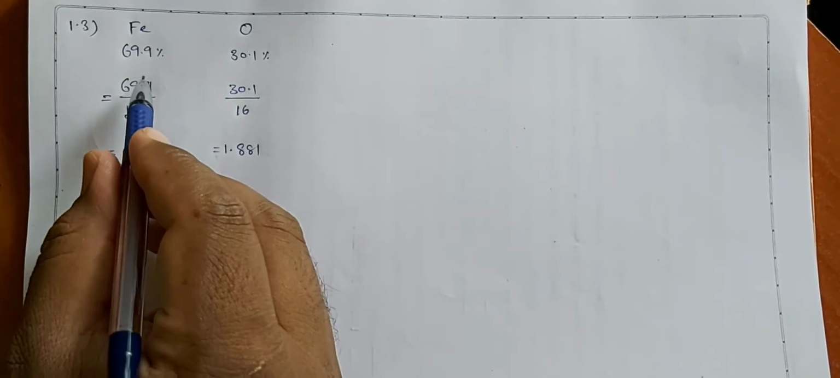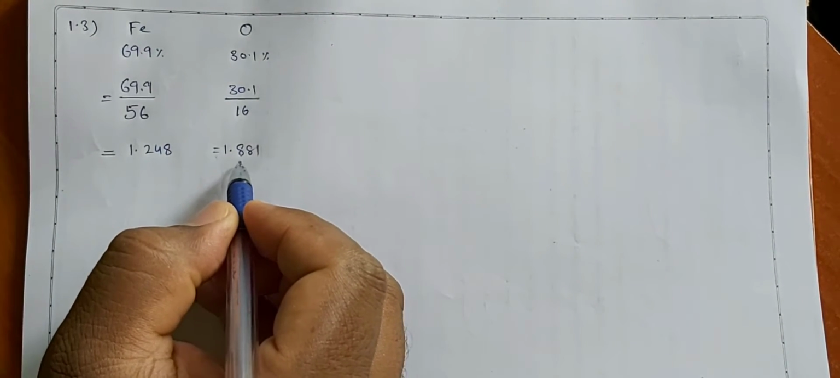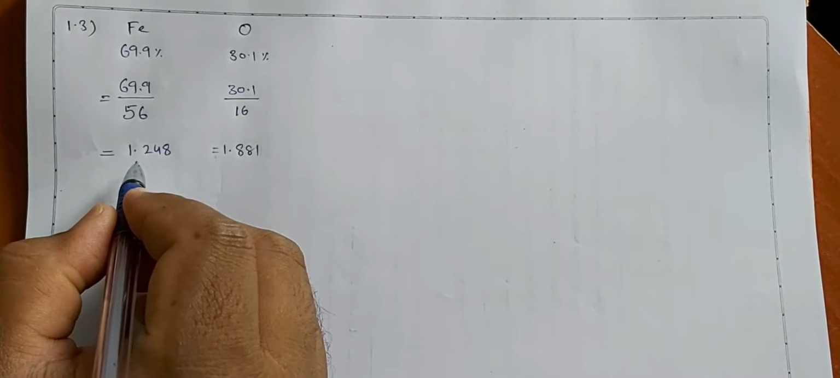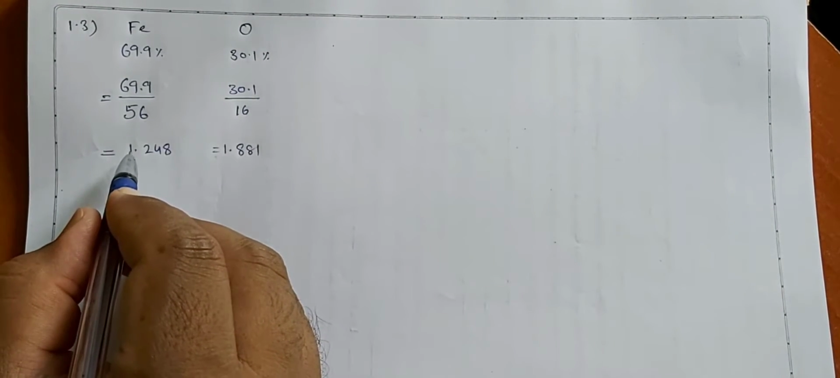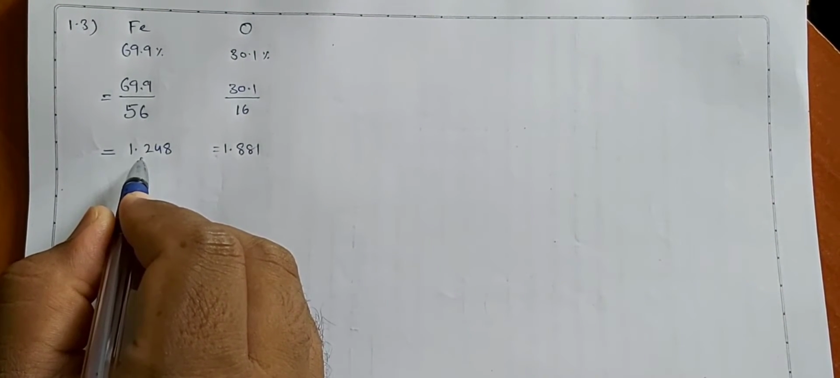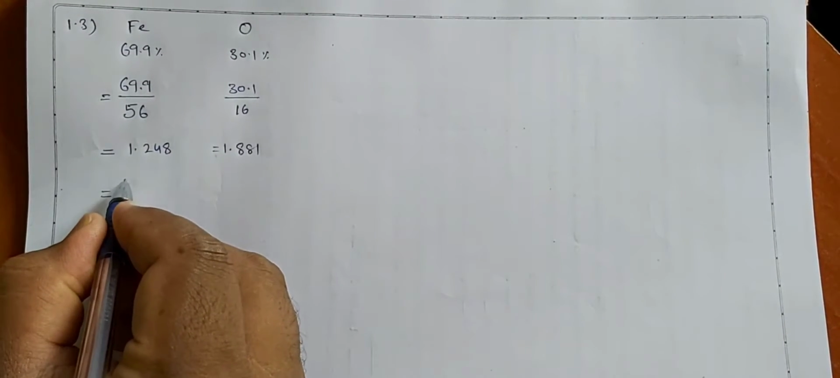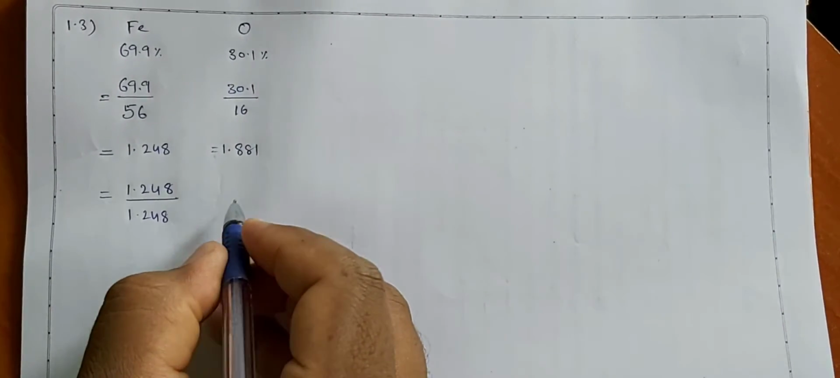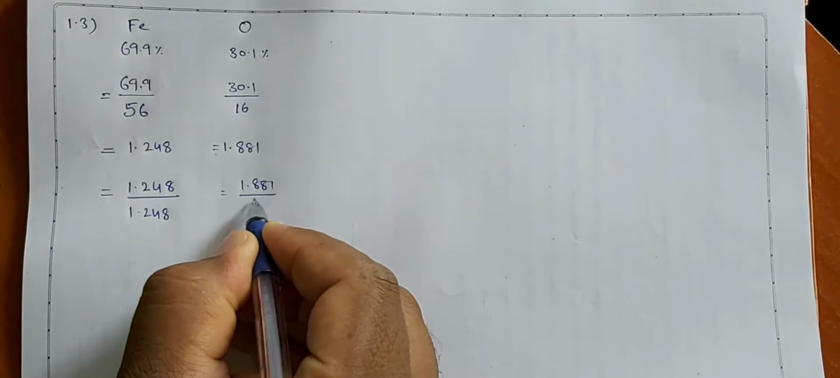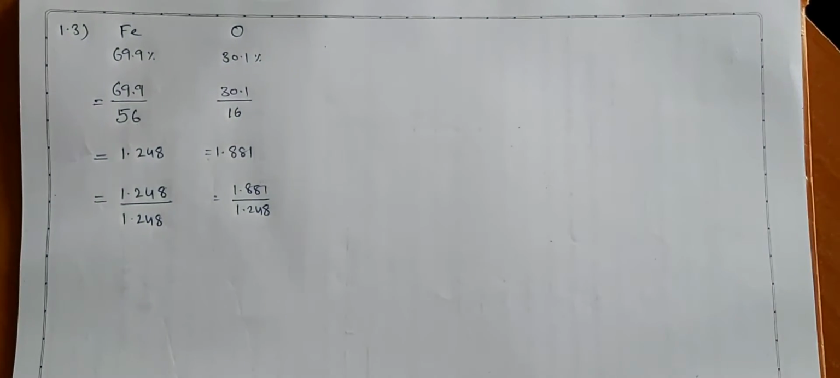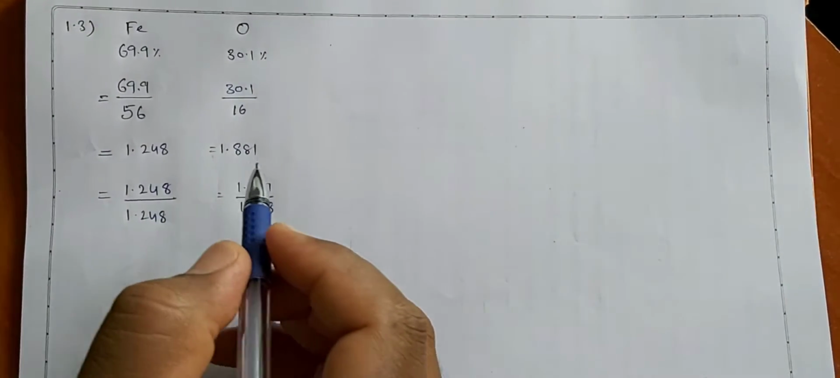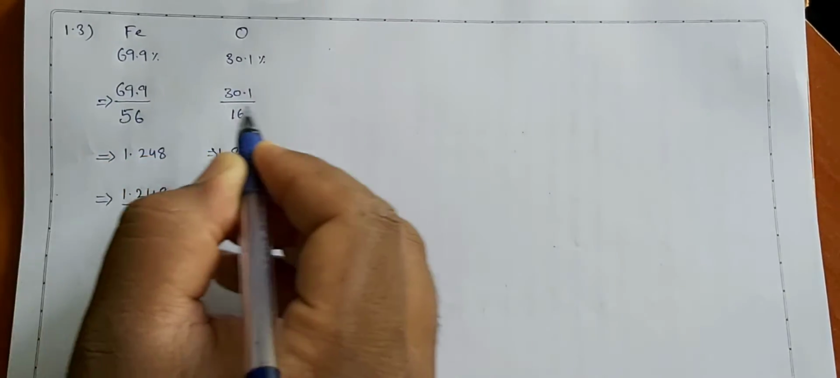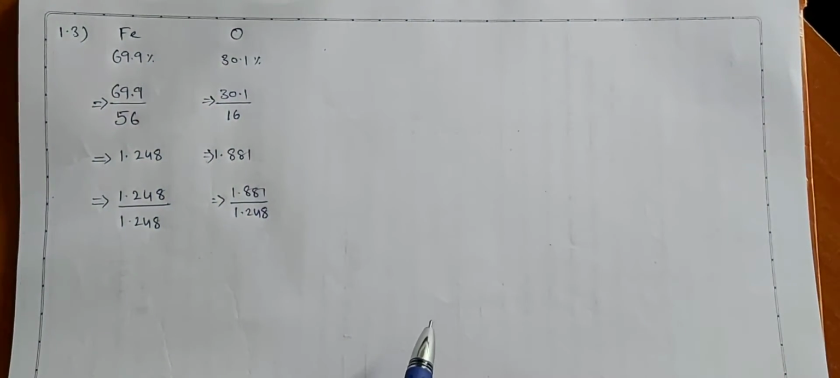So we got two values. This one 1.248 and this one 1.881. Out of these two values, which one is smaller value? 1.248. Okay, let us divide the two values with that smaller value 1.248. That means 1.248 divided by 1.248, 1.881 divided by 1.248. Both the values must be divided with same value only.